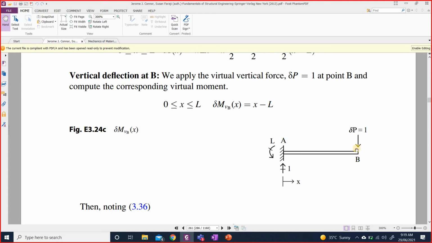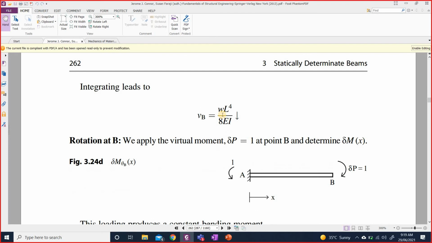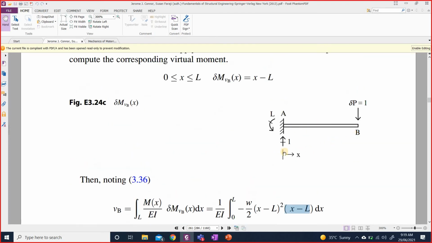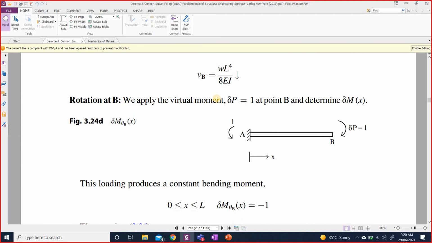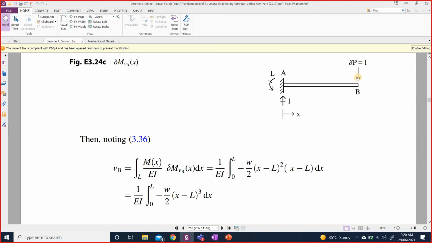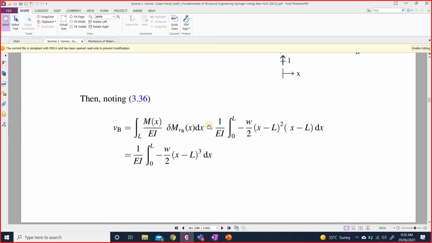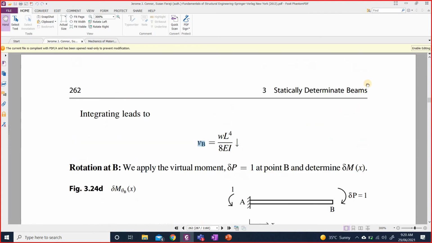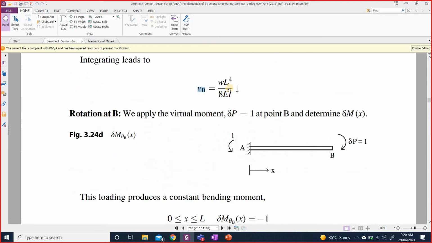So if you had applied it upward, you would have ended up with a negative sign over here, and that would have meant that you have applied it in the upward direction, and the actual deflection would be in the downward direction. So if you have a positive sign, it means this displacement is in the same direction as this applied load, this unit virtual load. And if it is a negative sign, it means it is in the opposite direction. So in this case, it is a positive sign, so it is in the downward direction because we have a downward applied unit virtual load.